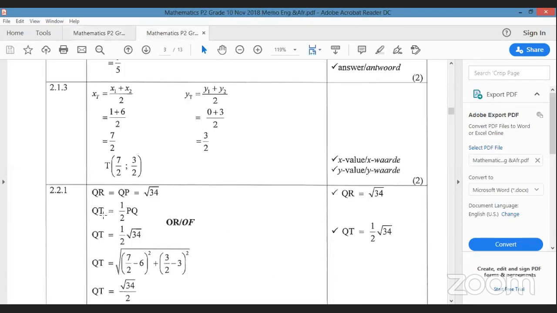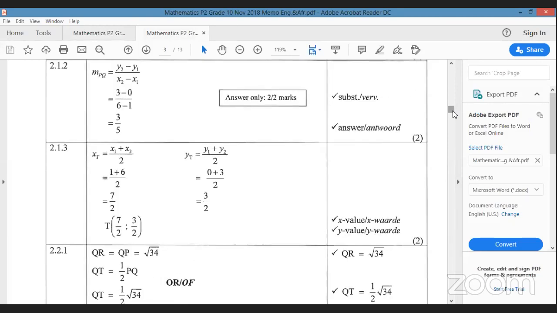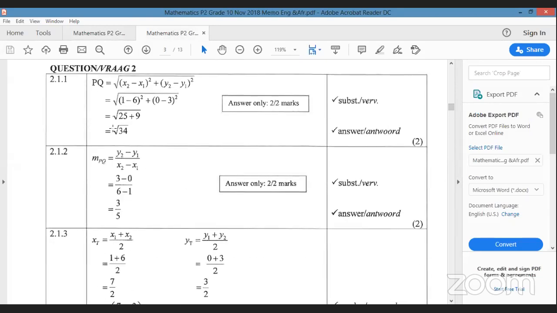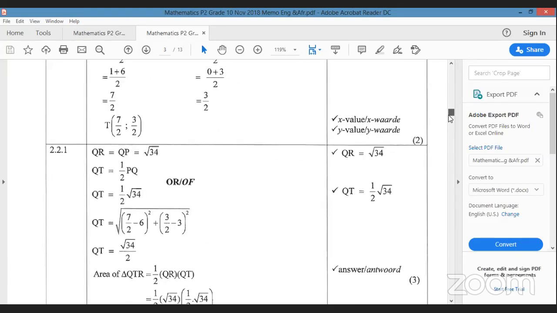Now, you must show the marker that you understand what was happening above. So QR is equals to QP and is equals to square root of 34. Where did you take the square root of 34? It was the distance of QP, right? In 2.1.1, right? The square root of 34, it was the distance of QP. But because QP is equals to QR, which means QR is also given by the square root of 34.